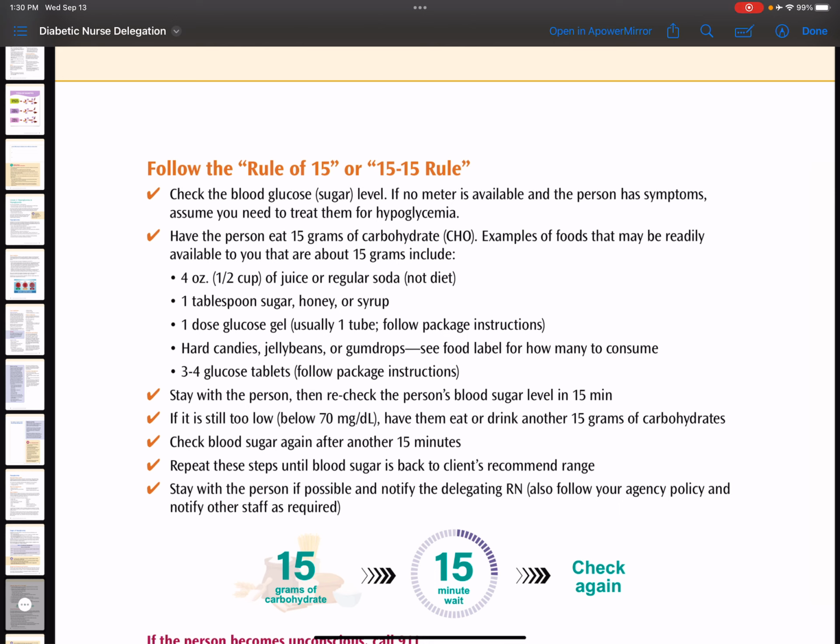Then stay with the person and recheck their blood sugar level in 15 minutes. We give 15 grams of food and then we wait 15 minutes. If the blood sugar is still lower than 70, we give them another 15 grams of carbohydrate and wait 15 minutes, and we repeat it again. If it is still lower than 70, we keep giving it. We need to stay with the person if possible and notify the delegating RN. And if the person becomes unconscious, we need to call 911 right away.